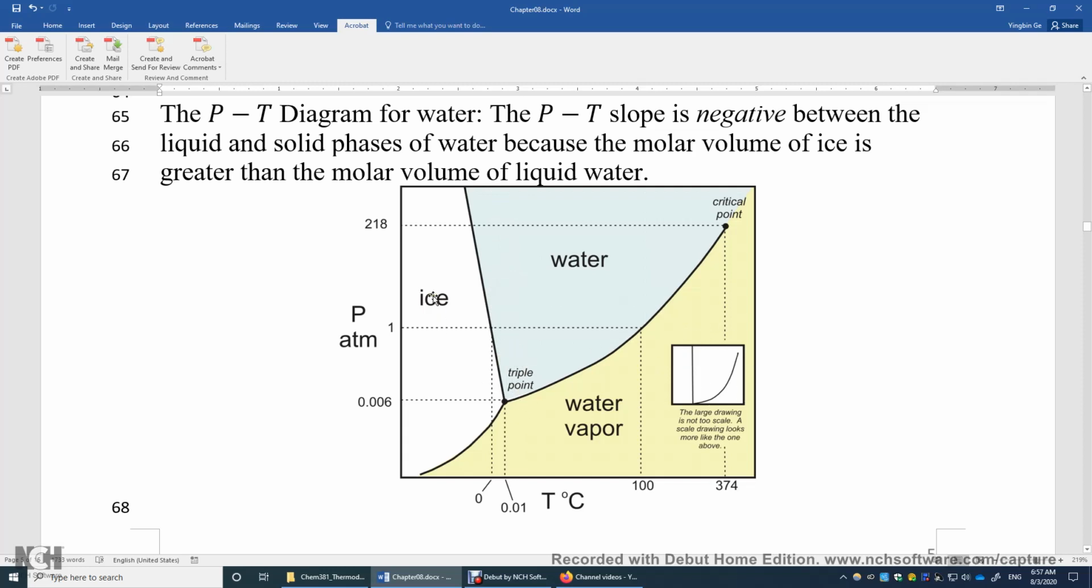I think it's drawn this way just to emphasize there's a negative slope, a more apparent negative slope. Now let's look at this. At 1 atm, you have the boiling point, and also you have the melting point. 0 degrees Celsius, that's the melting point, between ice and water. Between water and gas, that's the boiling point. Over here you have a triple point, 0.01 degrees Celsius, and the water vapor pressure is 0.006 atm.